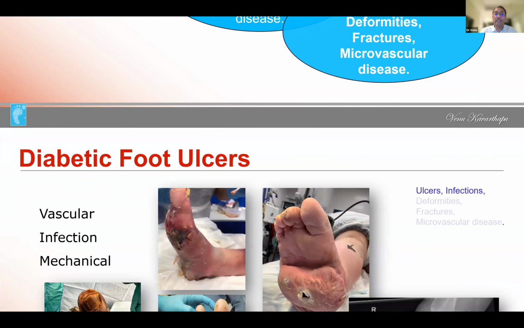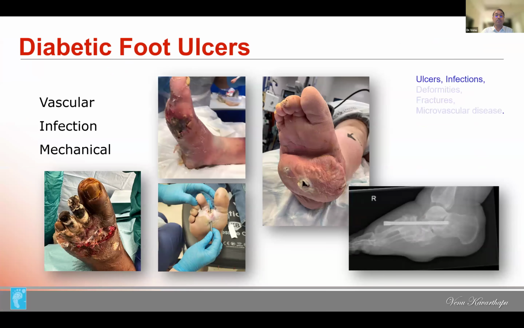So keeping that in mind, let us review these orthopedic aspects of diabetic foot surgical presentations. And the commonest one is dealing with diabetic foot ulcers. And that ulcer can be predominantly due to vascular deficiency. Of course, those should go to a vascular surgeon.